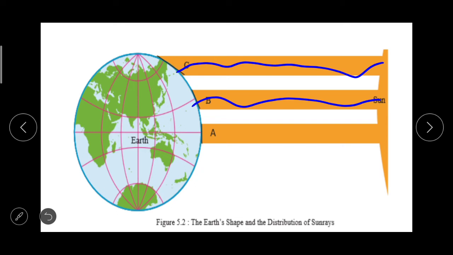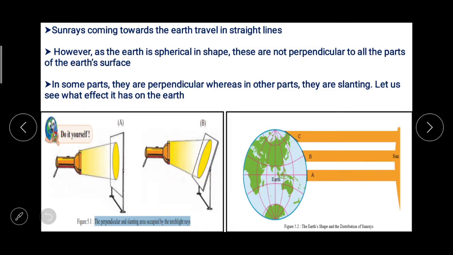And because of this, what happens? The perpendicular rays occupy less area. Perpendicular rays occupy less area. The part where the rays occupy lesser area receives bright sunshine. You can see here, bright sunshine and greater heat. Hence the surface there gets heated more and the air becomes hotter.